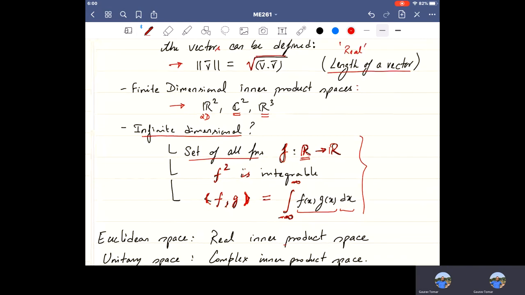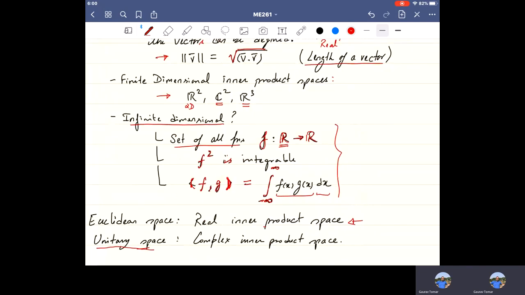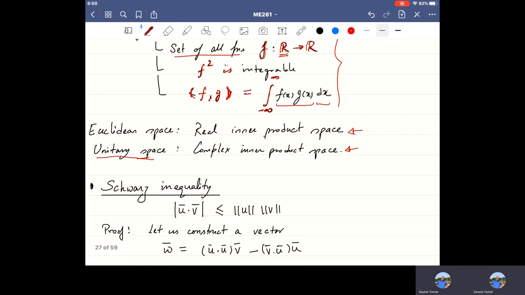Now, of course, you have Euclidean space, which are real inner product spaces, and there's something called unitary space, which is an equivalent of Euclidean space. It's just that it allows complex numbers, so it's called a complex inner product space. Right. Then let's look at some theorems.